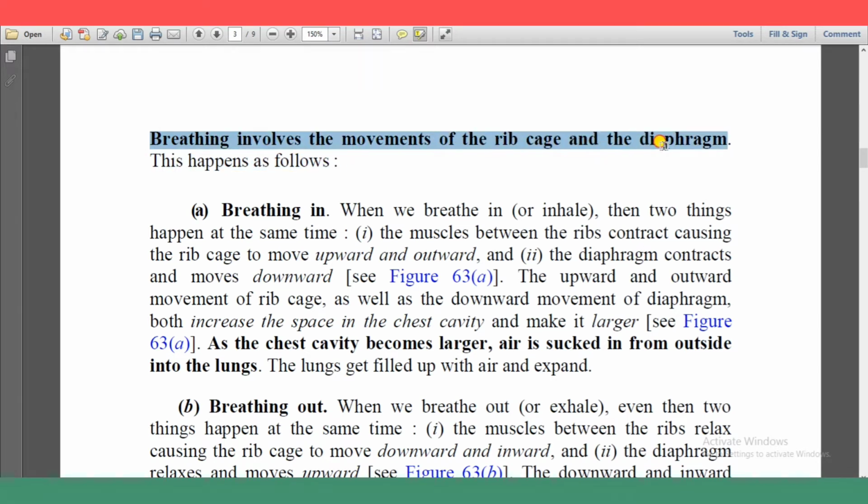Breathing involves the movement of the ribcage and diaphragm. Now what is the ribcage and what is the diaphragm? You will get to know about this within a short while. The first phase of breathing is breathing in, that means inhaling oxygen, and the second phase of breathing is breathing out, that means exhaling carbon dioxide.